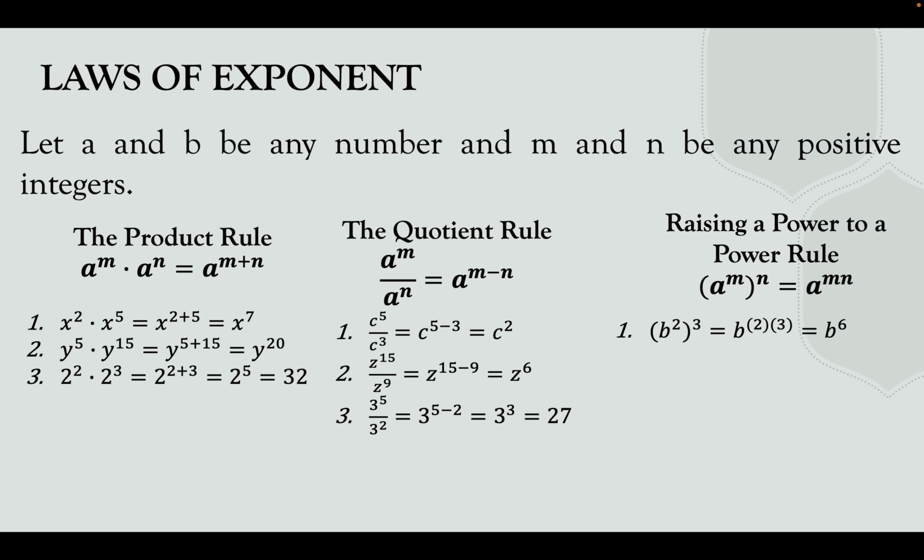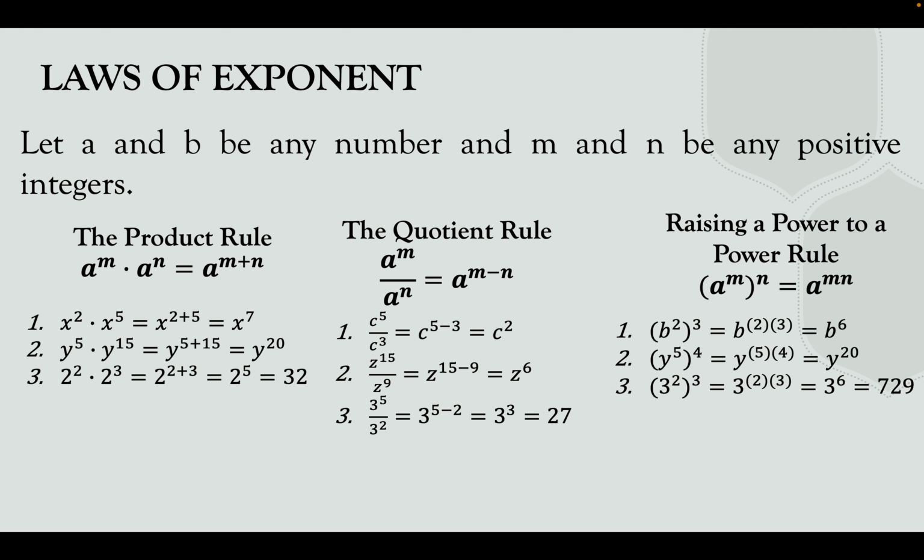Example number 1, b raised to 2, raised to 3. So we have b raised to 2 times 3, so we have b raised to 6. Example number 2, y raised to 5, raised to 4. We have y raised to 5 times 4, so we have y raised to 20.